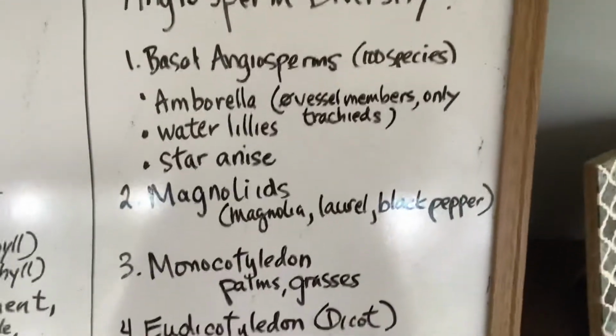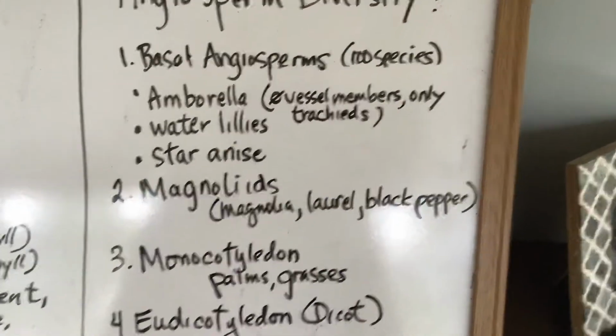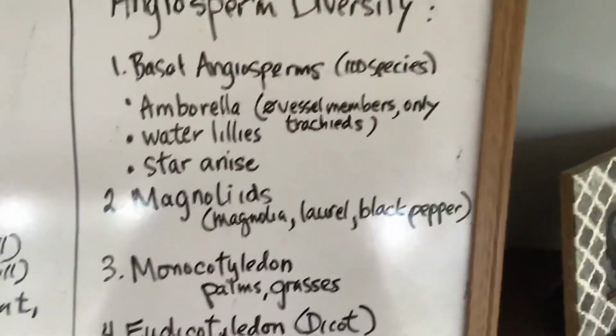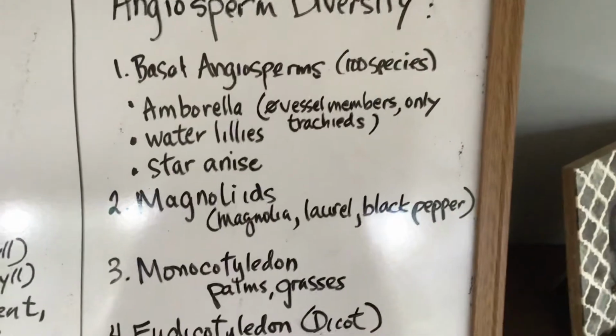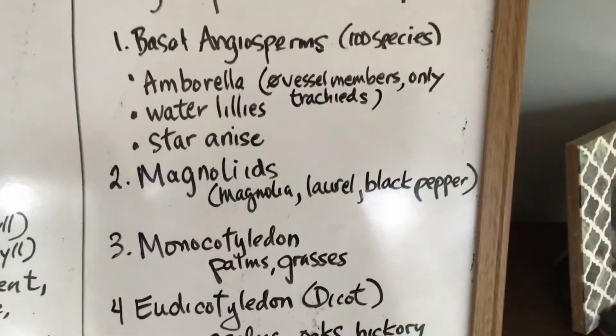And then water lilies, they don't have a lot of vessels either because they're in the water, so they don't really need that. And star anise doesn't have a whole lot either. It has some vessel members, but evidently not a lot.